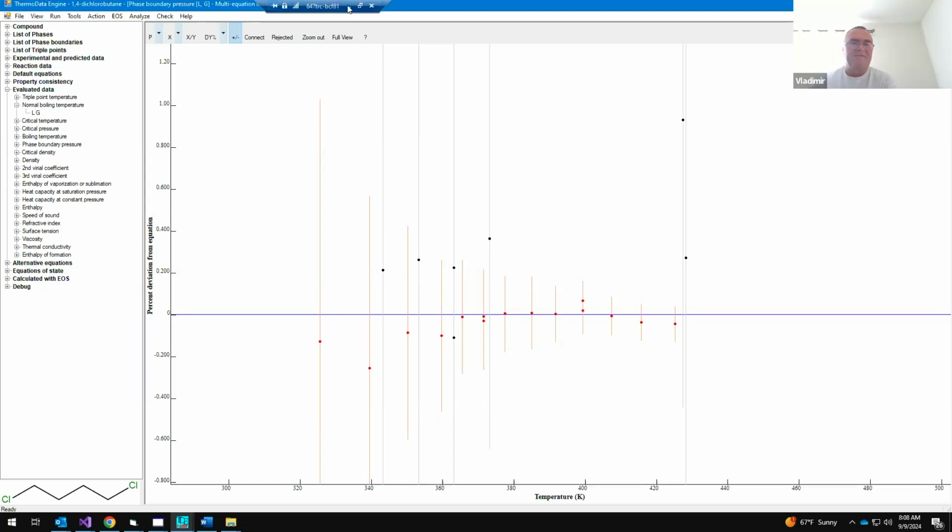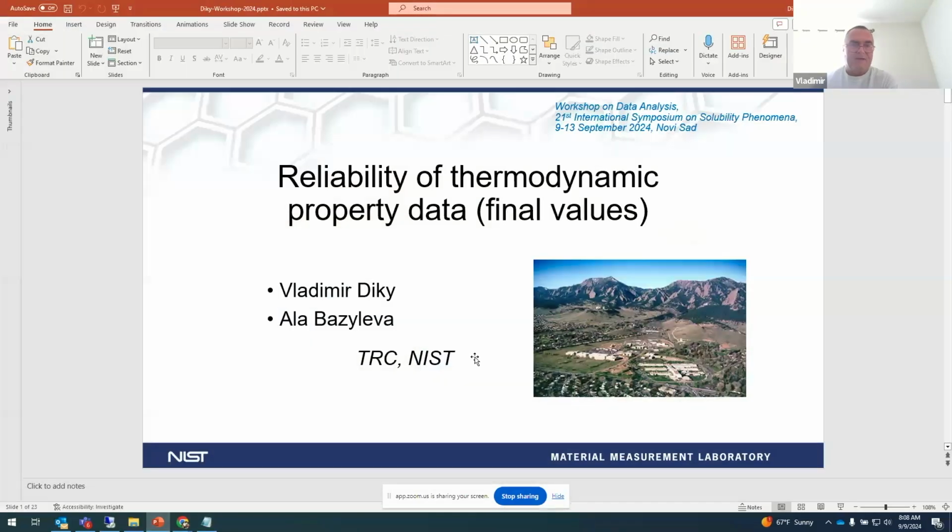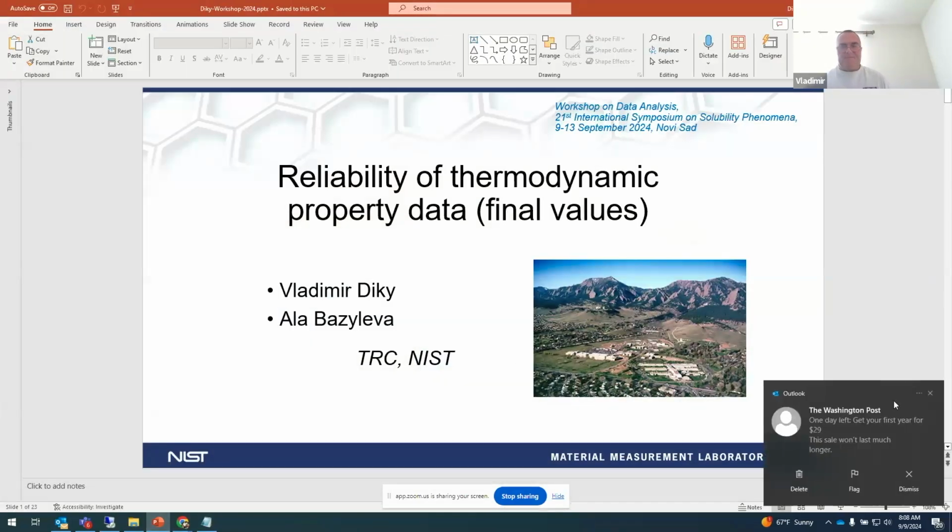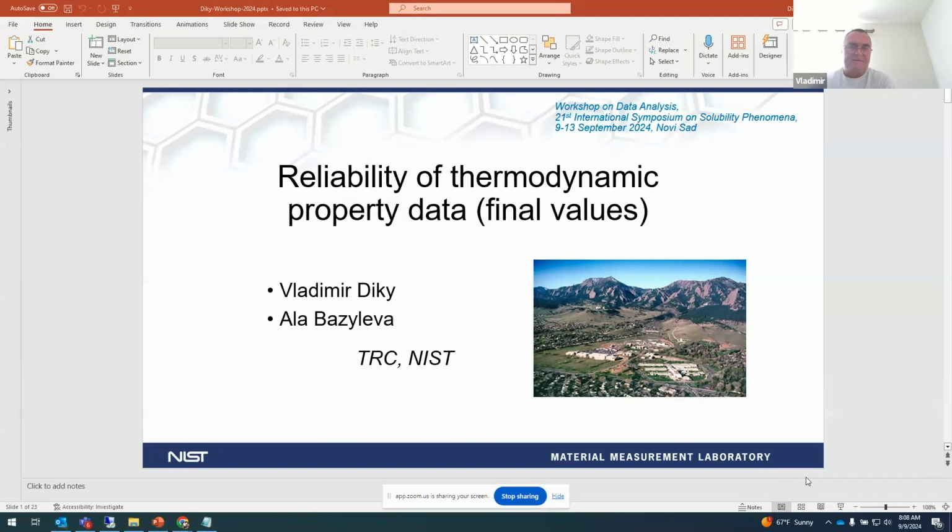Okay, and now I'll switch to the presentation. We already had a workshop, I believe, dedicated to uncertainties of initial experimental data. And now I'm focused on uncertainties of final values. And how do I define final values? The values which are used in applications. I have troubles with definitions, and maybe I don't know something, and I will appreciate if you amend my knowledge.